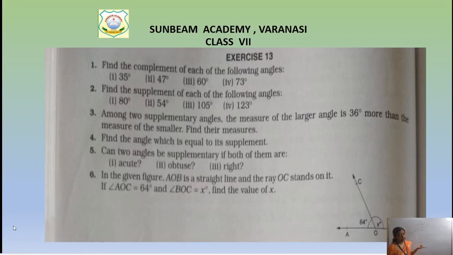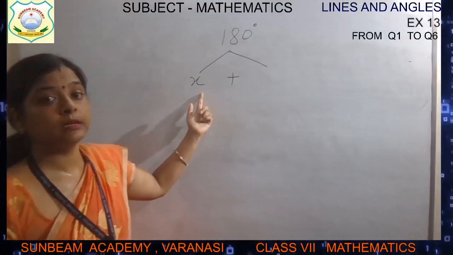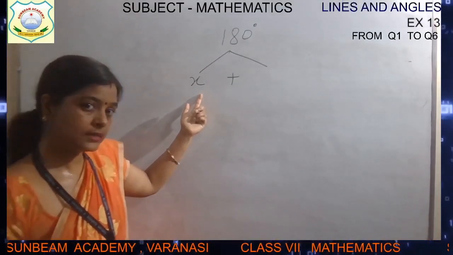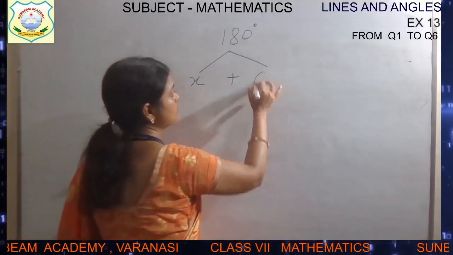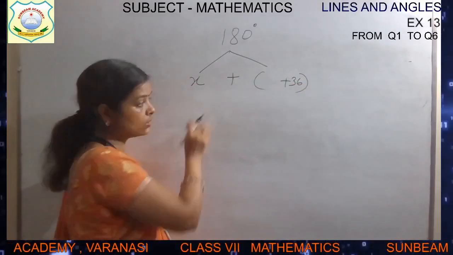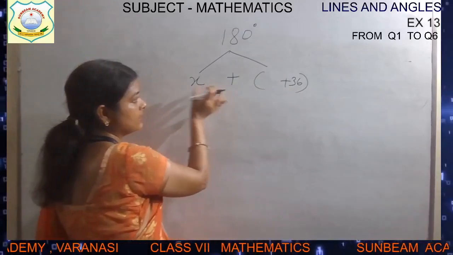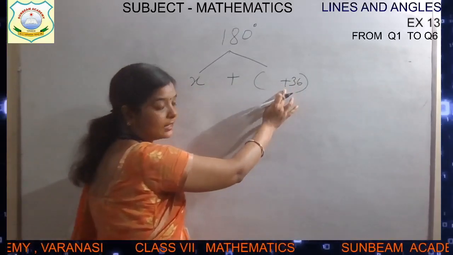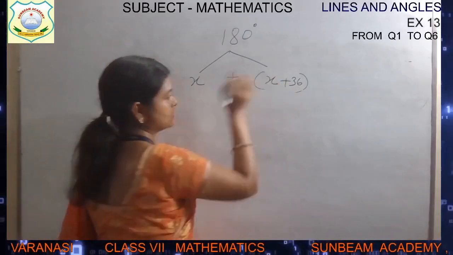One is 36 degrees more than the smaller one. Okay, let the smaller supplementary angle be x. You can write it like this. Then the other one is how much? This is 36 more than the smaller angle. The second angle is 36 more, meaning we will add 36 to the smaller number x.